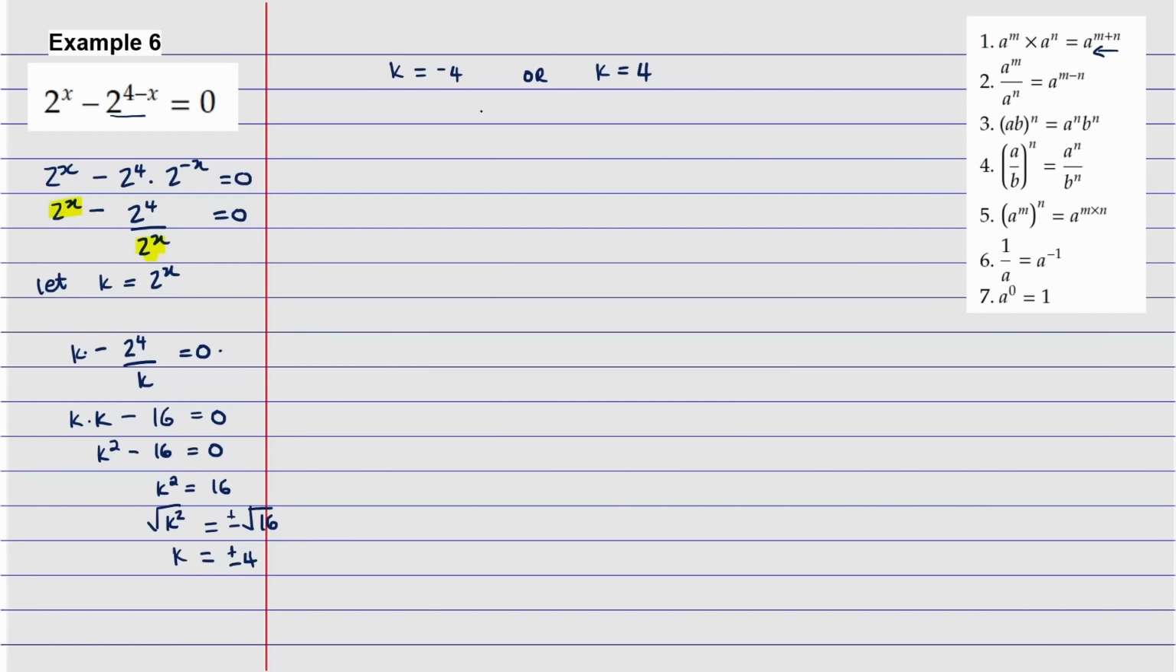So now we're going to go back and substitute 2 to the power x. So it's going to be 2 to the power x is equal to negative 4, or 2 to the power x is equal to 4. It can never be negative, so this one is not applicable. So we're going to solve here. 4 is the same as 2 to the power 2. So therefore, dropping the base, x is equal to positive 2. And that will be your final answer for this question.